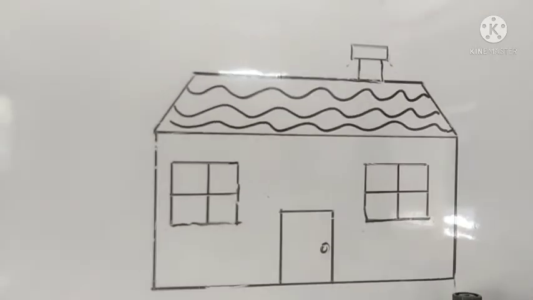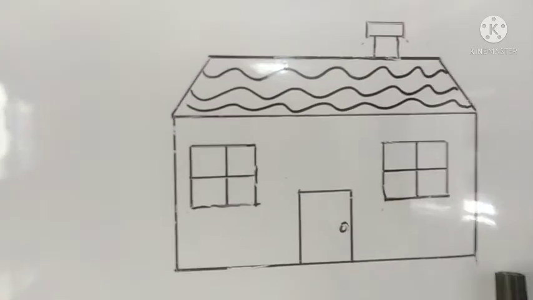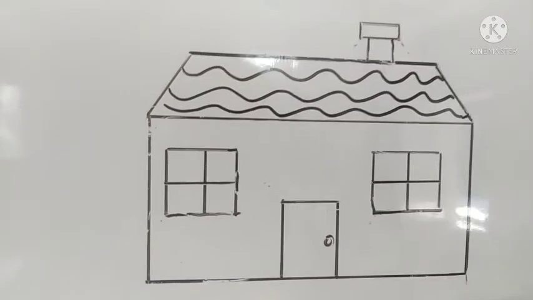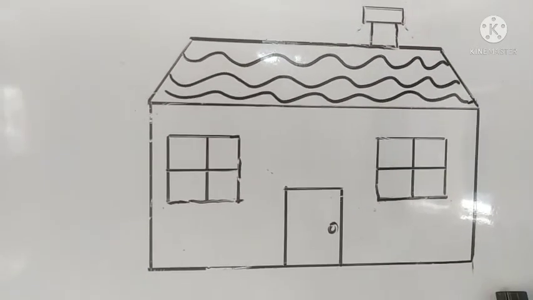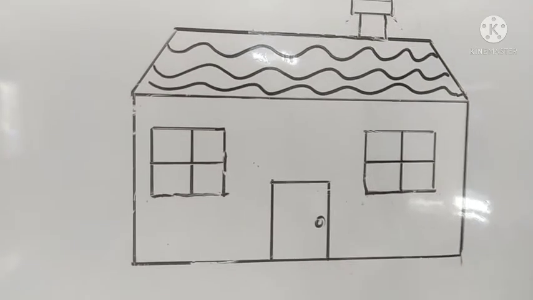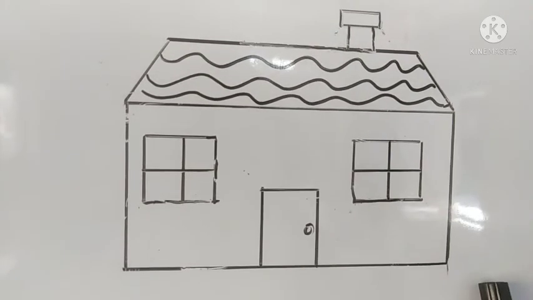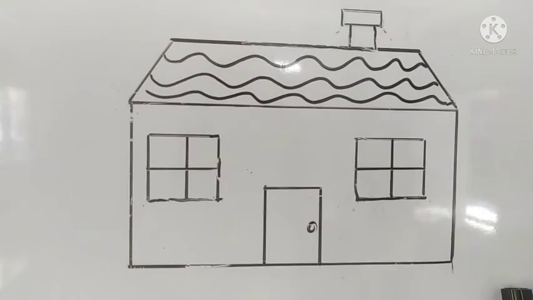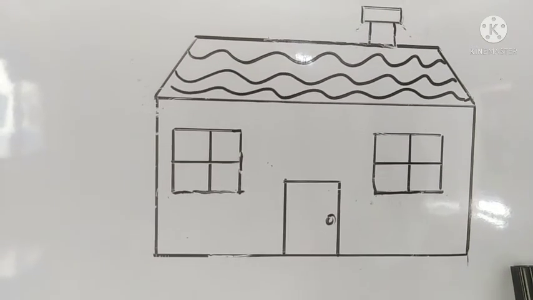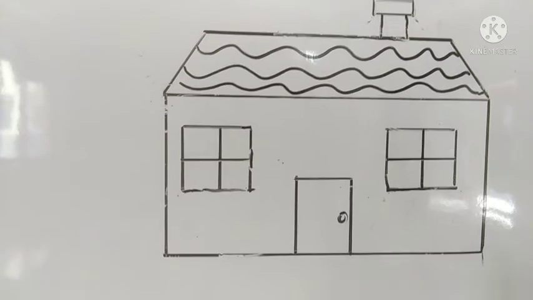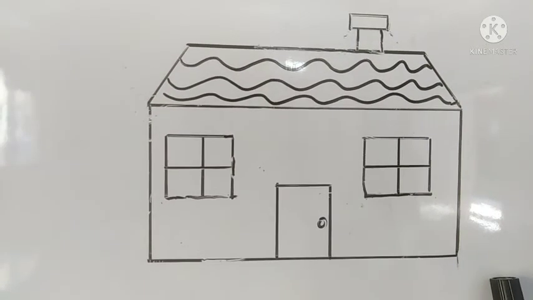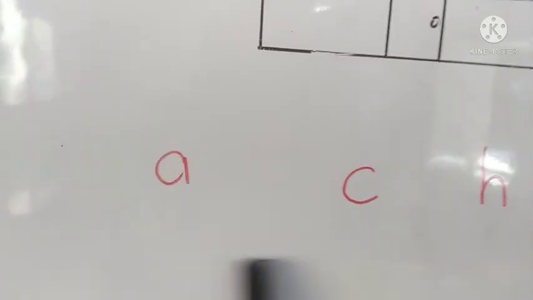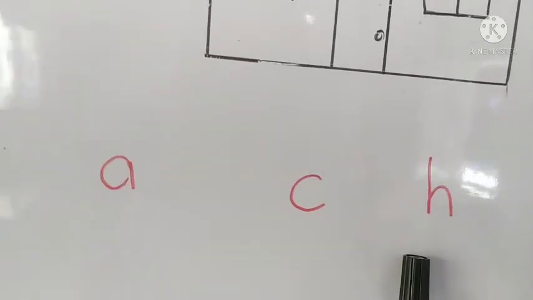Dear kids, here you can see that this is the picture of a house. Which picture is this? A house. So kids, try to identify the initial phoneme of house. Dear kids, repeat after me and say house, house, house. So I guess the initial phoneme is ha. So can you tell me whose sound is ha?